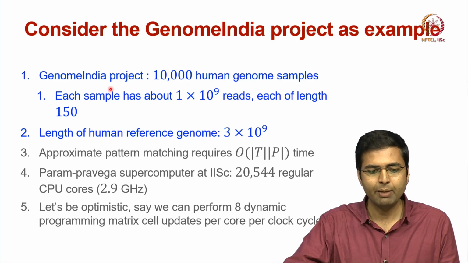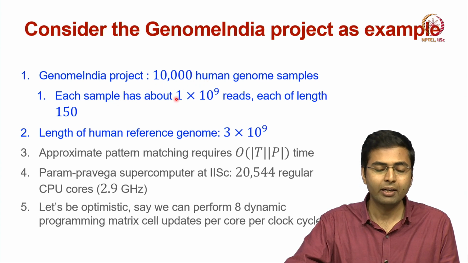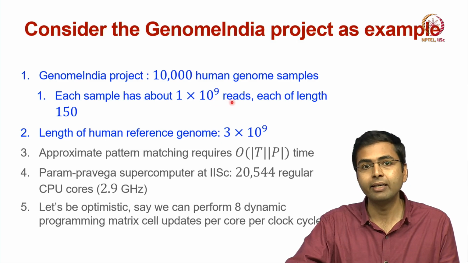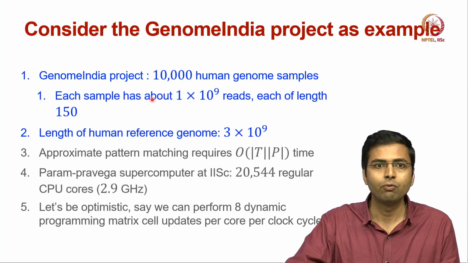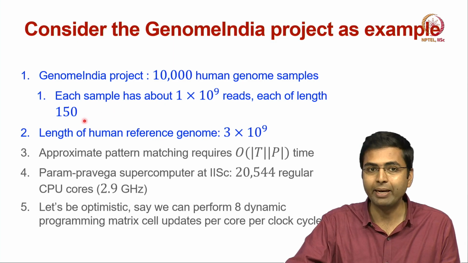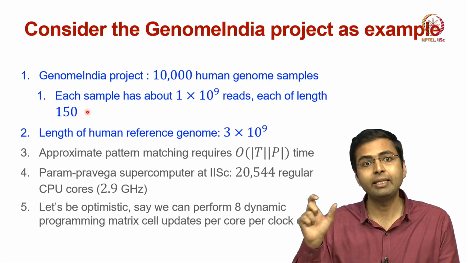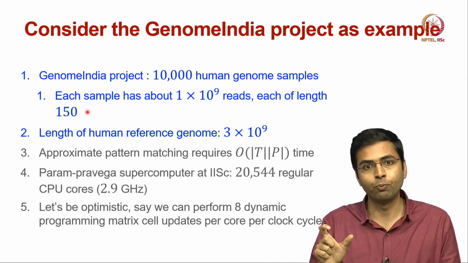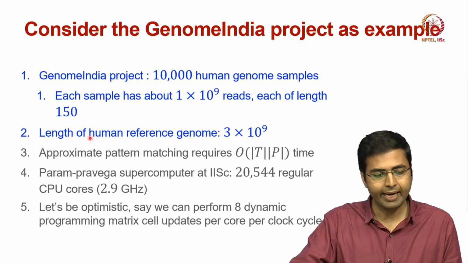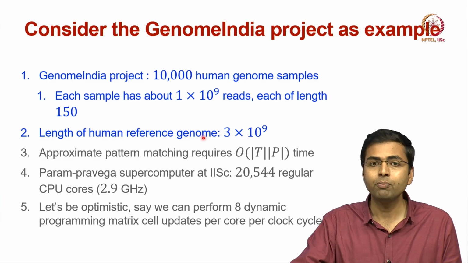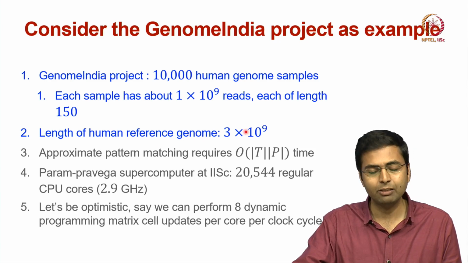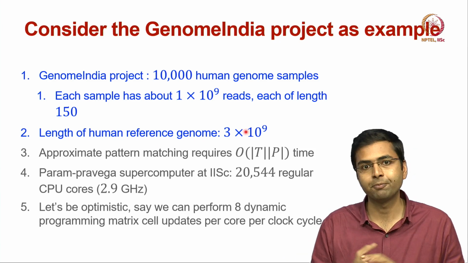To do that, let us look at the statistics. As I said, the Genome India project involves 10,000 human genome samples, and each sample will roughly have about 1 billion reads sequenced. Each read will have length 150 bases, and each of these reads has to be aligned to the reference genome. The length of the reference genome is 3 billion characters, because we are considering the human genome reference.